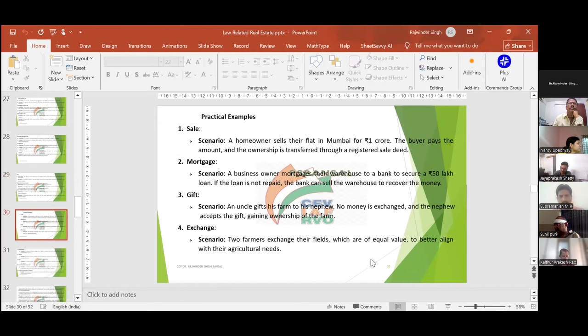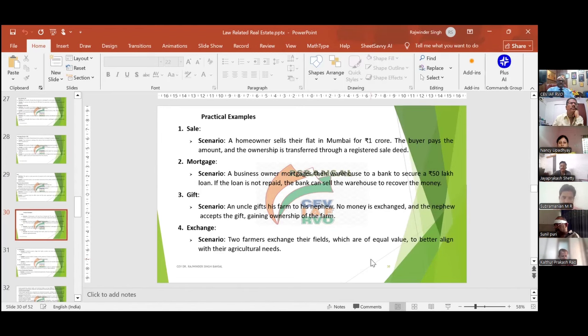So practical examples, now we can take certain practical examples. For example, sale. If homeowners sell their flat in Mumbai for rupees 1 crore, the buyer pays the amount and the ownership is transferred through a registered sale deed. Friends, with these examples, you will be able to learn the difference between all these terms. These are very, very important examples given in a very simplified manner.